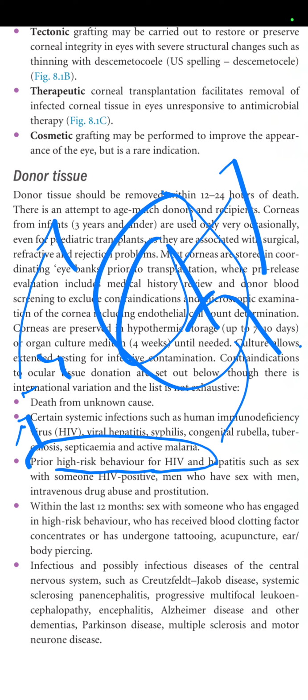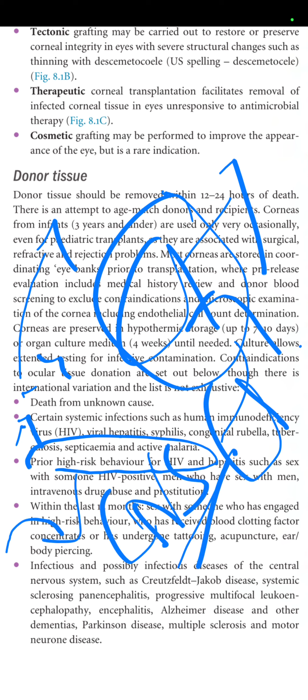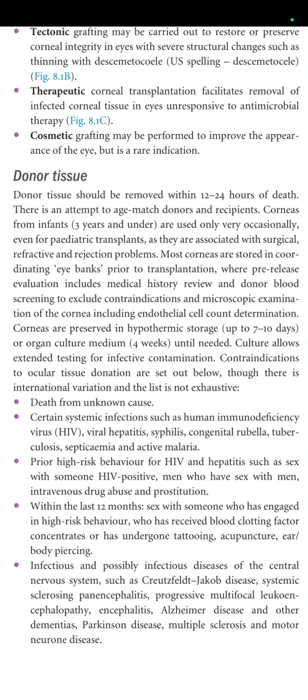Infectious and possible infectious disease of the central nervous system, such as Creutzfeldt-Jakob disease, subacute sclerosing panencephalitis, progressive multifocal leukoencephalopathy and encephalitis, Alzheimer's disease and other dementias, Parkinson disease, multiple sclerosis, and motor neuron disease. So these are the CNS diseases that are usually contraindications to corneal donation.